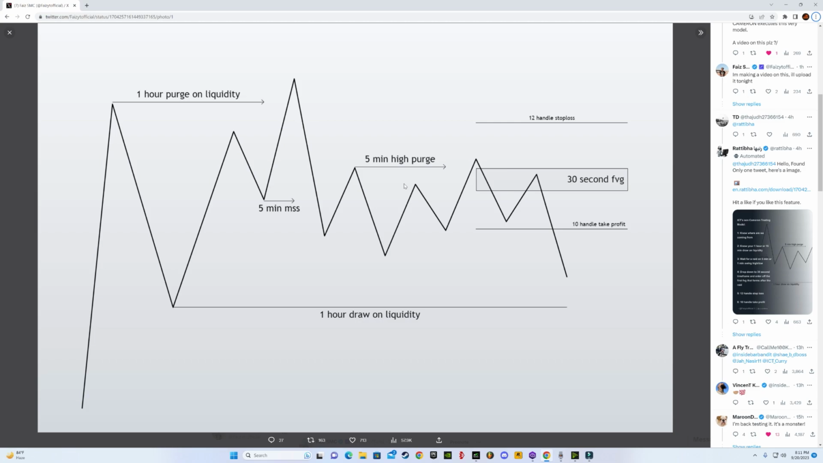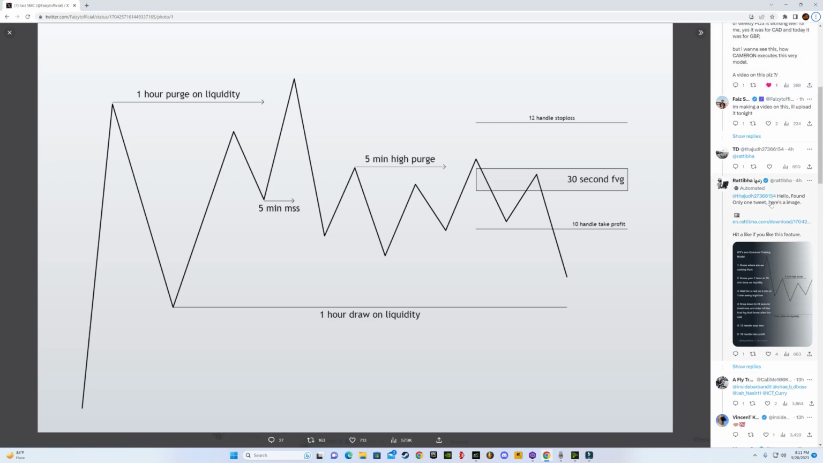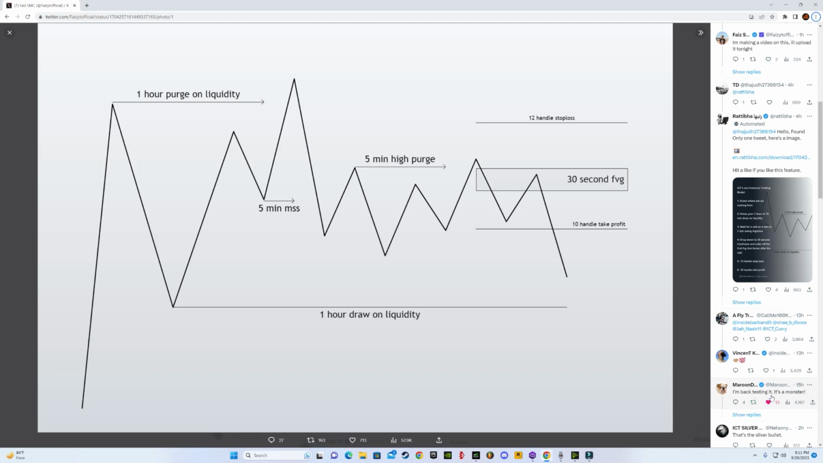That's how his son passed the challenge, right? And he made his first payout. If you are active on Twitter, you might know about this. But I posted this strategy on my Twitter and it got a lot of engagement, 57k views and a lot of likes and all. People saying that I'm backtesting it, it's a monster. And I've backtested it as well, and it is a monster trading strategy. I have never seen something like this before. This is like insane, all right?